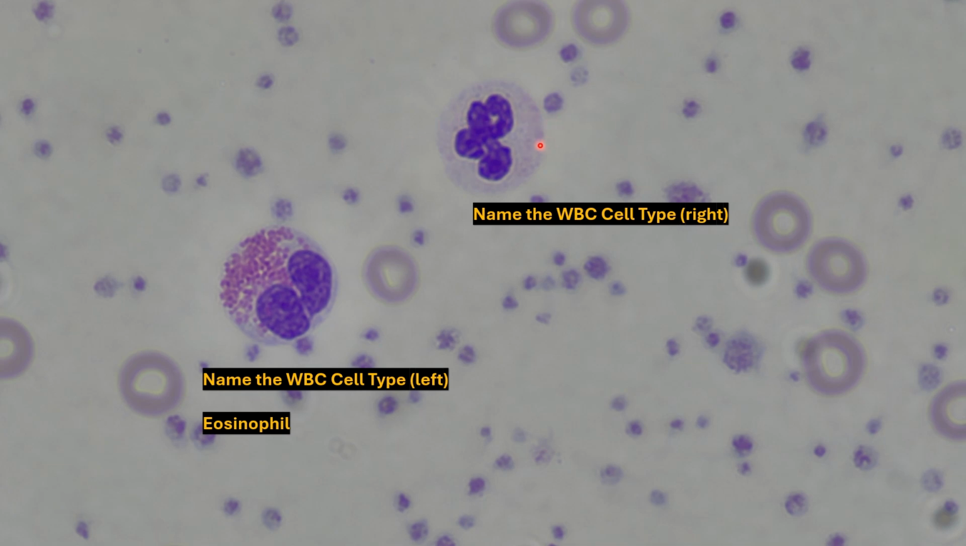Compared to the cell over here on the right, the granules are there, but they don't stain quite as well. They're more neutral staining. Here we see a few different lobes in that nucleus, although they're superimposed and hard to see. Here we have a neutrophil.